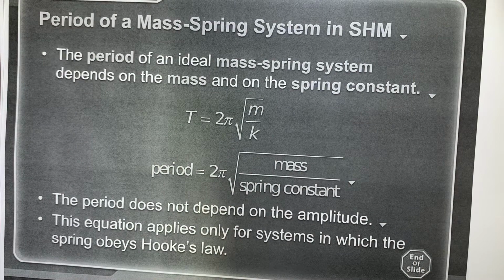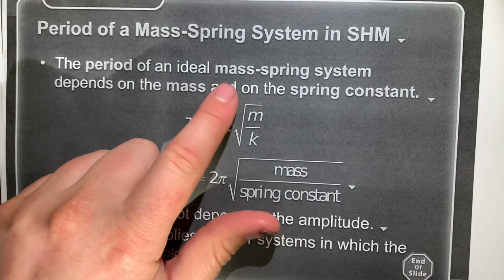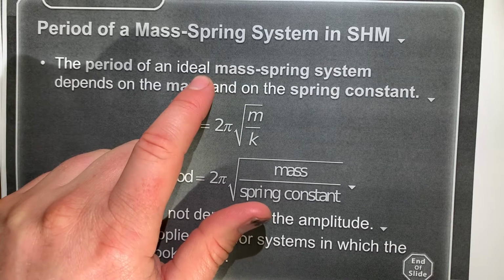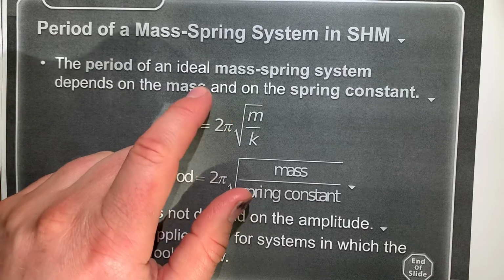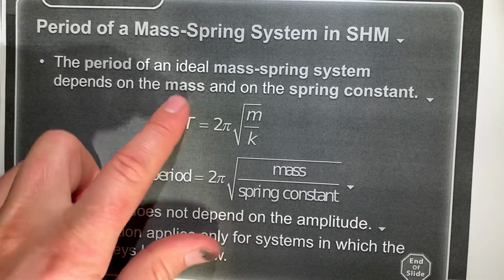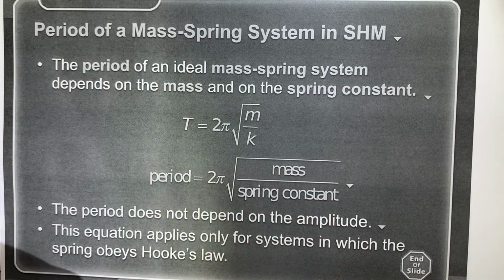Towards the end of our lesson, we'll look at calculating the period of a mass spring system in simple harmonic motion. Again, this is the period of an ideal mass spring system. That word ideal keeps people out of trouble. They're saying, as long as everything's perfect, this is how it's going to work. But we know that not everything is ideal. We are going to depend on the mass and the spring constant. Those may look familiar from section 1 in Hooke's law.